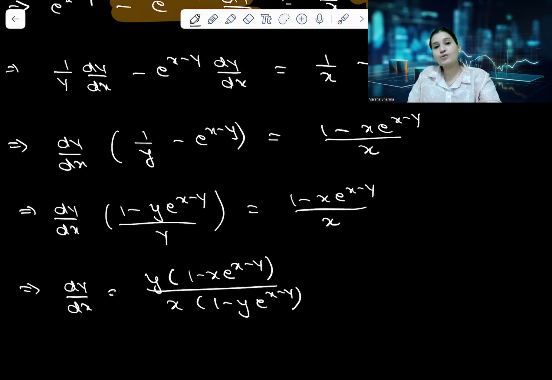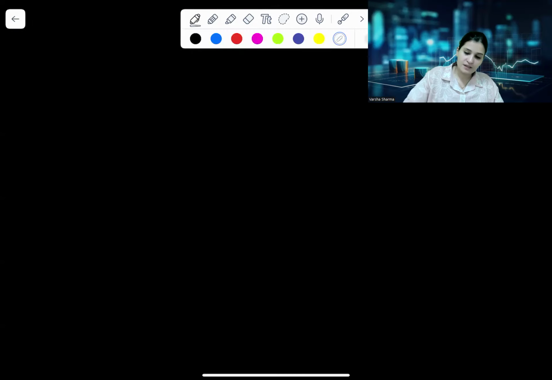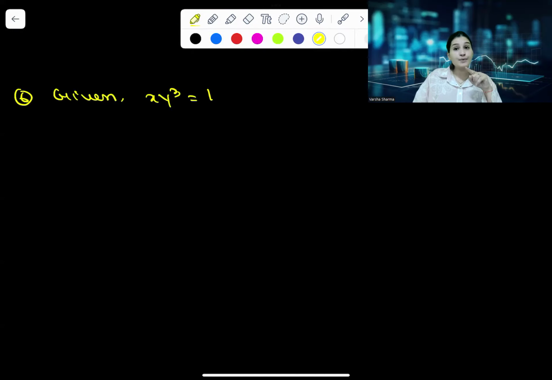Now moving to the prove-that questions. In prove-that questions, we need to look at what is to be proved and proceed accordingly. For example, in question number 6, given x y cube equal to 1. If you look at what is to be proved, there is no x, that means I should differentiate in such a way that x vanishes, right?